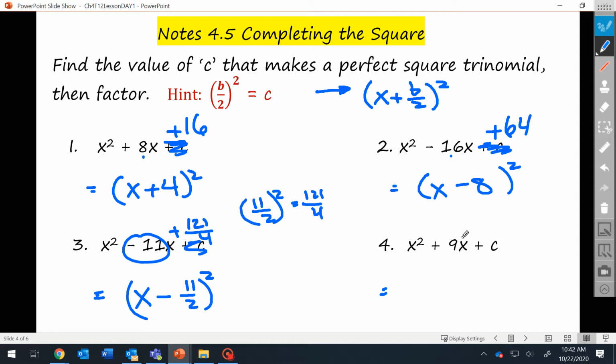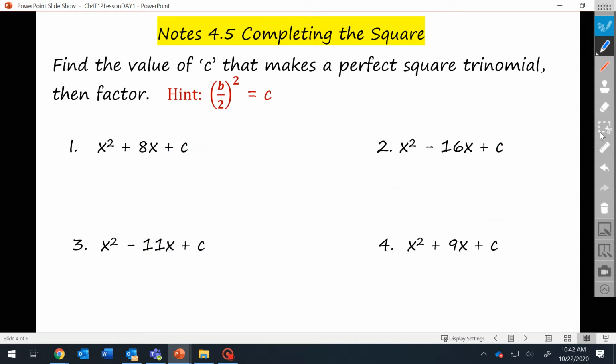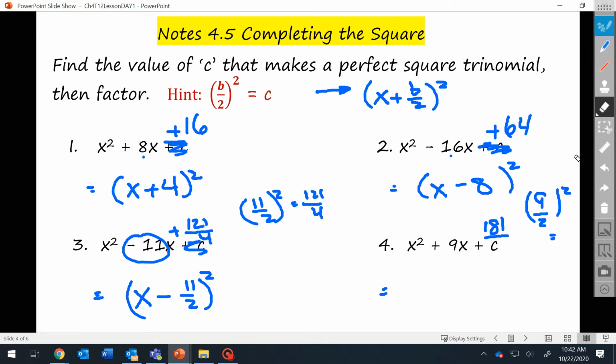Same thing here. 9x, so we want half of that, so 9 halves squared. So this is 81, sorry, over 4. So the c is 81 over 4. And that's what we'd have to add, that c would have to be, to make this a perfect square. And we could factor this into x plus 9 over 2 squared. So this is how you make a perfect square trinomial.